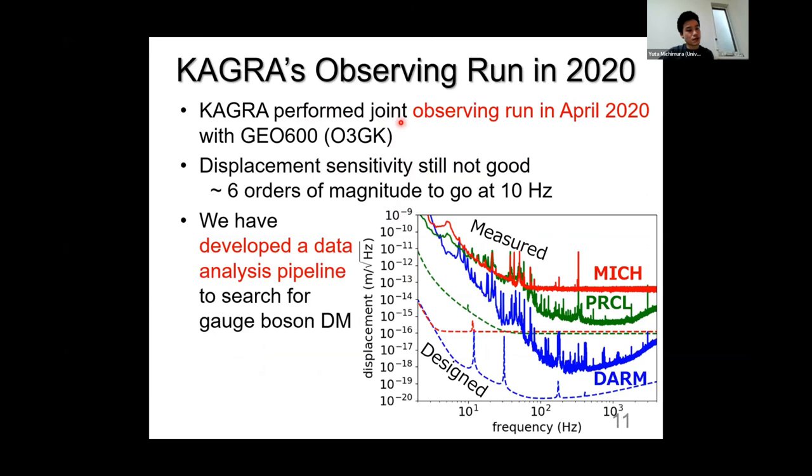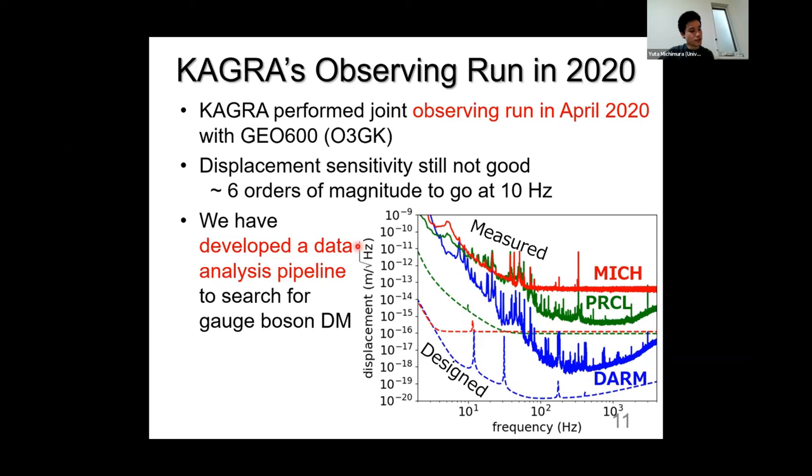We actually performed the first observing for KAGRA in 2020 with this sensitivity. These dotted lines are the design sensitivity for KAGRA, and these solid lines are the measured ones, so the current sensitivity. We still have like six orders of magnitude to go at like 10 hertz. So we are not as sensitive as we designed yet. But anyway, we have some data.